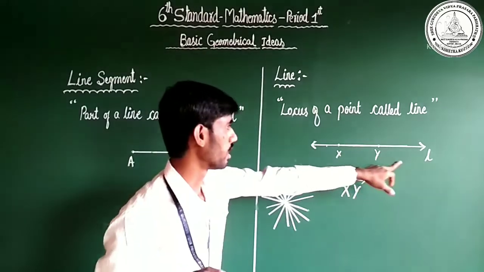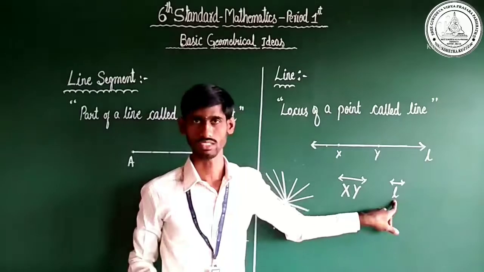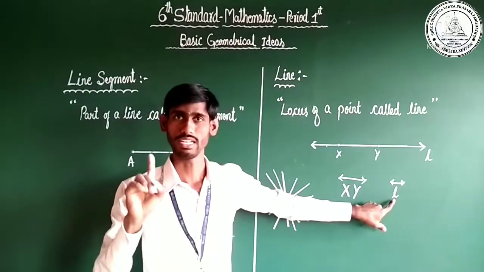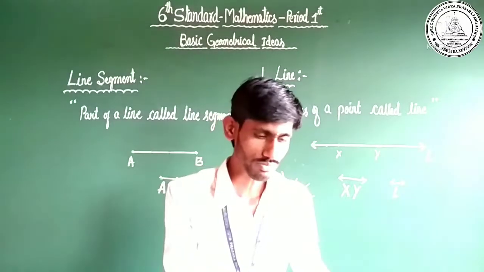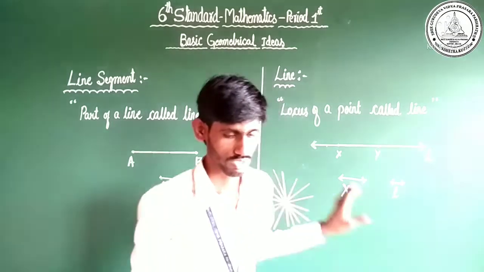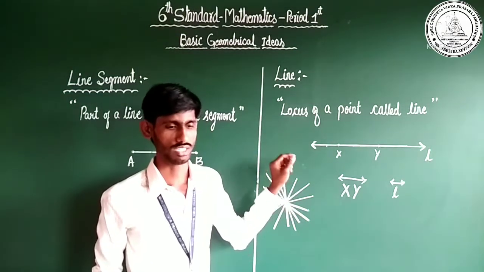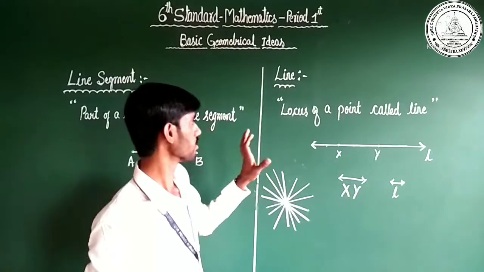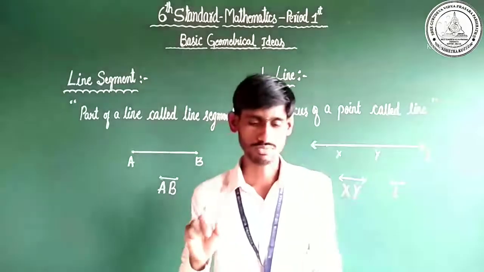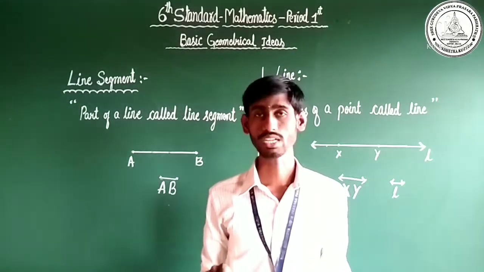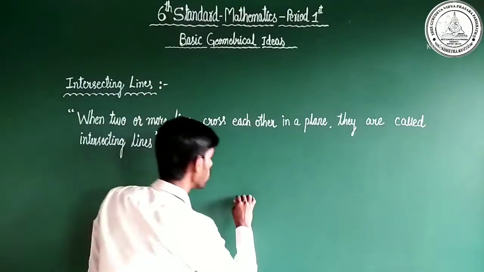See, what about this? Sometimes we can represent a line like this. What is L? L is a line. Dear children, it has no starting or ending points. You should know the difference between these two. One and only one line can pass through two given points. Dear children, this is the definition of a line, and this is the definition of a line segment. Now we will move on to the next important topic, intersecting lines. See, this is the line L.